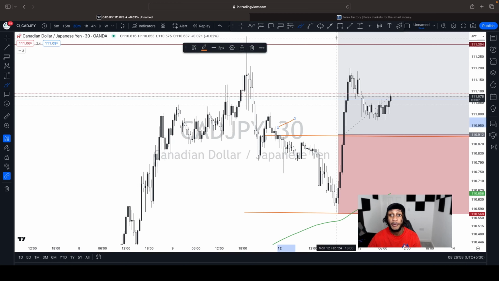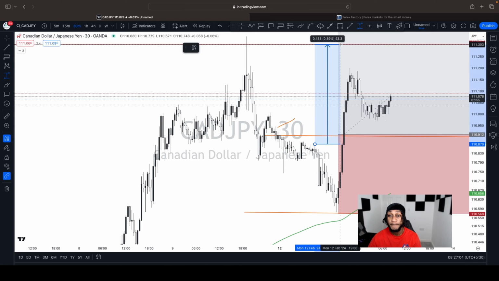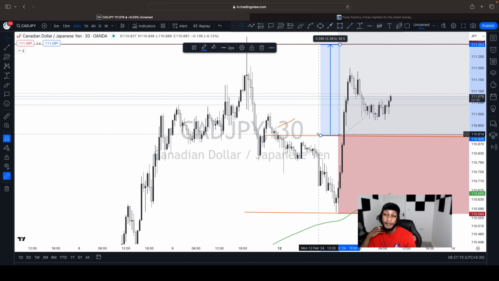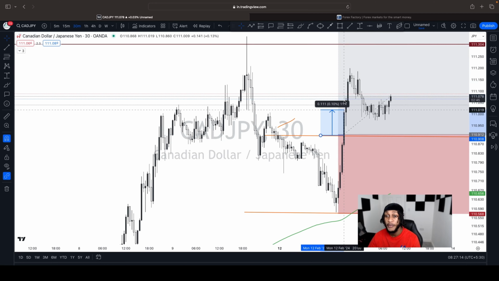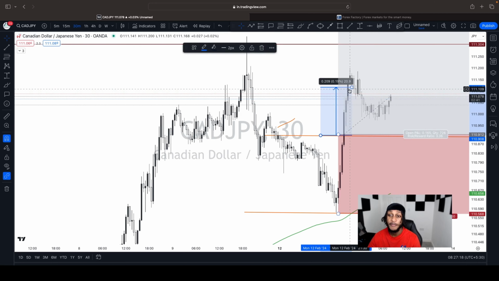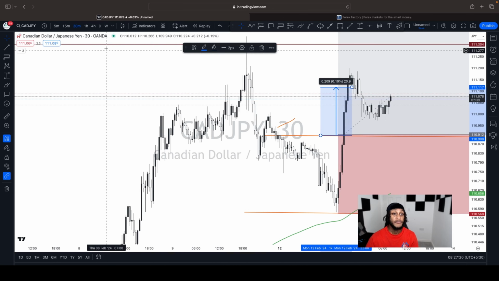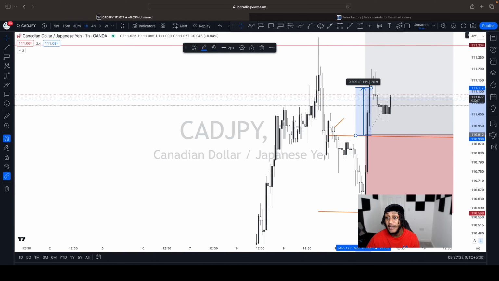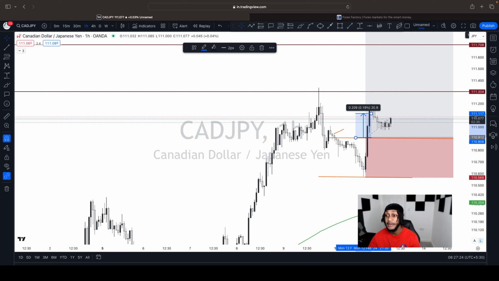So we're currently up about 39, not 39, sorry. That's about 39 pips on our TP1, but we're currently about 14 pips in profit. So that's the setup that we had on CAD, and that's what we'll be looking for.